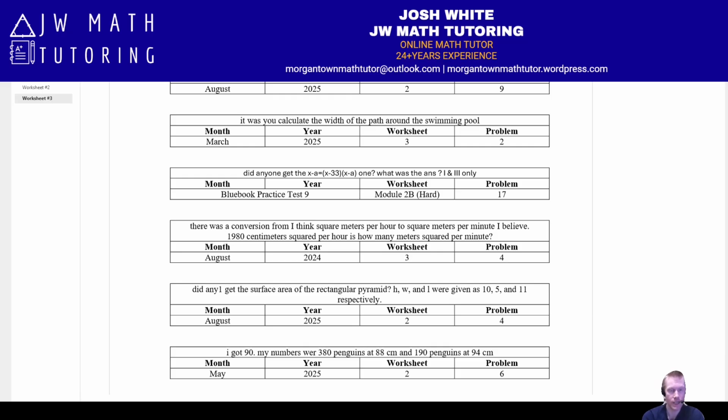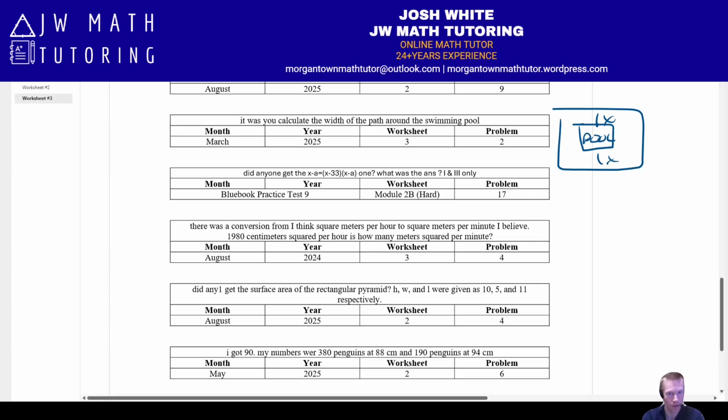Next one, the swimming pool with the concrete path or concrete walkway around the outside of it, and the width of the walkway is X, and they give you information about it, like the size. I think they give you the size of the pool, and then they also tell you the total area of everything, the pool and the walkway together. Anyways, if you got that problem and want to see how to solve it, go to March 2025, worksheet number 3, problem number 2. That problem worked out in detail.